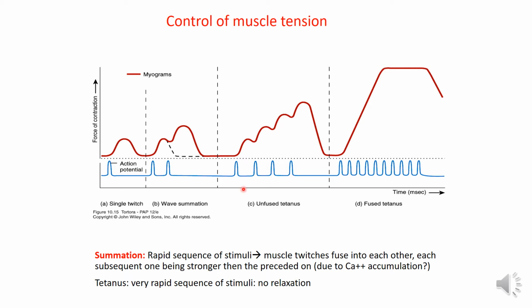Fused tetanus. So, a rapid sequence of stimuli, or increasing the frequency of the stimuli, means we are going to stimulate the muscle during the contraction. The muscle is going to show an increase in the force of contraction, or continuous contraction without relaxation, with a stronger contraction than the previous one. The meaning of that is the second contraction is better than the first, the third is better than the second, and it's due to calcium accumulation.